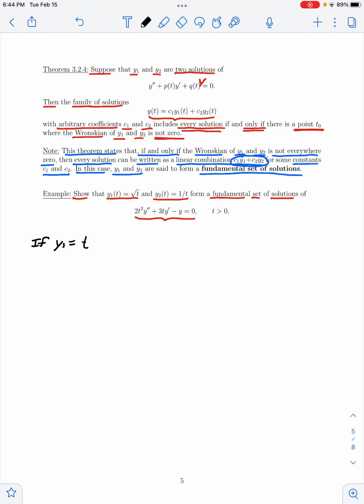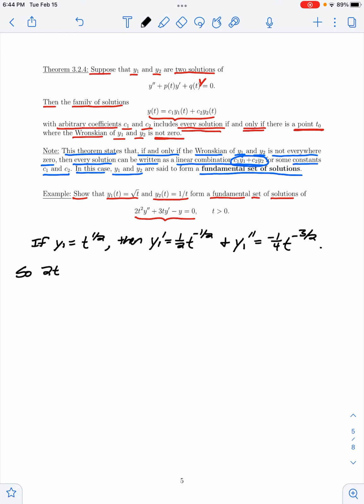Here, y1 is the square root of t, or if you prefer, t to the 1/2 power. So our first derivative, y1 prime, would be 1/2 t to the negative 1/2, or 1 over 2 times the square root of t. And our second derivative, y1 double prime, would be negative 1/4 t to the negative 3/2, or negative 1 over 4t to the 3/2. So if we substitute these expressions into our differential equation, let's see if it's satisfied.